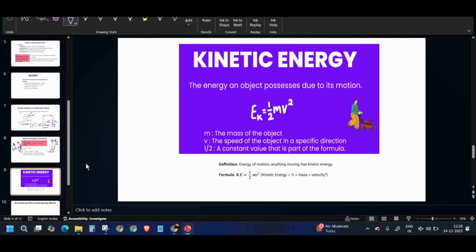Coming to the next topic, that is the kinetic energy. Kinetic energy is obtained when the object possesses energy due to its motion. That is, kinetic energy can be represented as half mv square. Here m is the mass, v is the velocity of the object. So its formula is kinetic energy is equal to half mv square. The energy can be obtained when the object is in motion, so it possesses the energy, that is the kinetic energy.